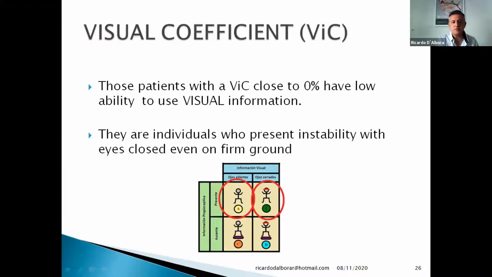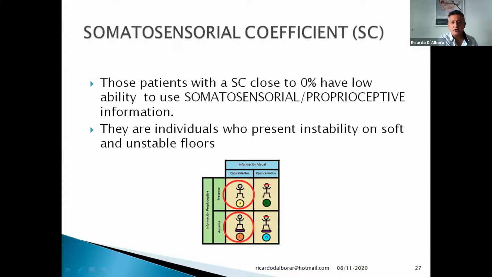Visual coefficients: those patients with visual coefficients close to 0 have low ability to use visual information. They are individuals who present instability with eyes closed even on firm ground. Somatosensorial coefficients: those patients with somatosensorial coefficients close to 0 have low ability to use somatosensorial or proprioceptive information. They are individuals who present instability on soft and unstable floor.